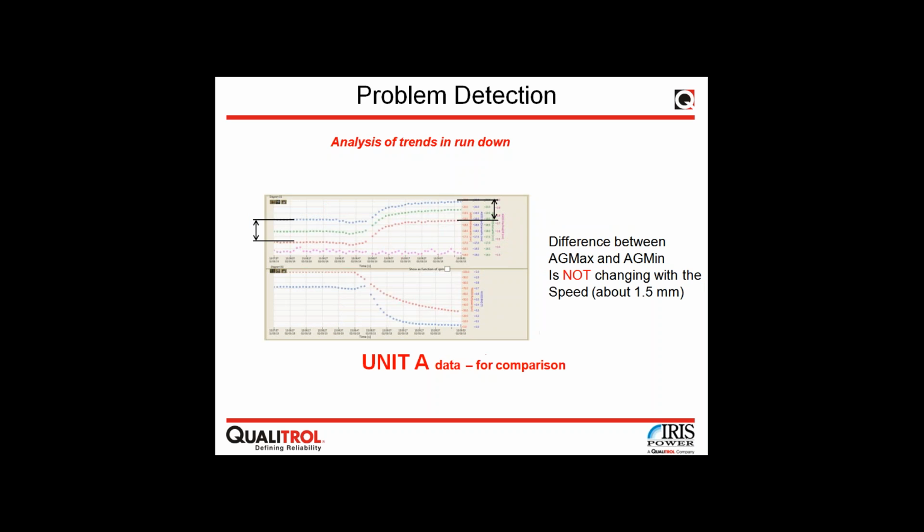So comparing that with unit A, we can see the difference between the maximum and minimum air gap is not changing with the speed, so it's remaining the same. So this machine does not have a flexible rotor, which on a previous slide resulted in a change of the air gap and an unwanted situation in operation of the machine.